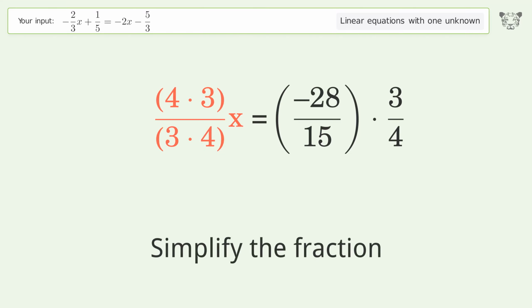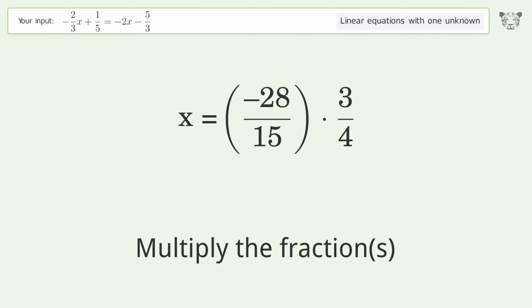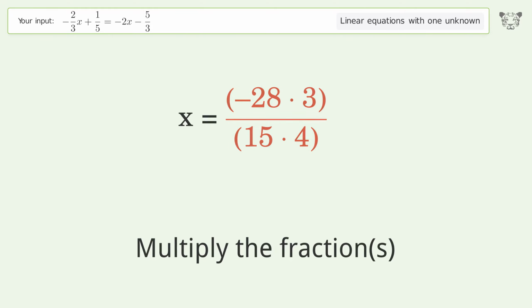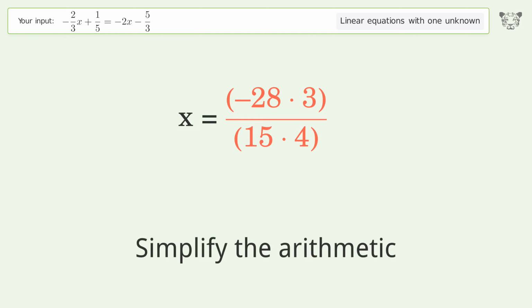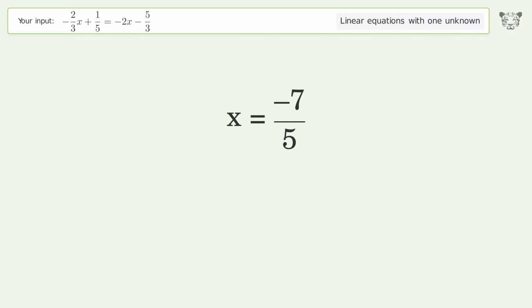Simplify the fraction. Multiply the fractions. Simplify the arithmetic. And so the final result is x equals -7/5.